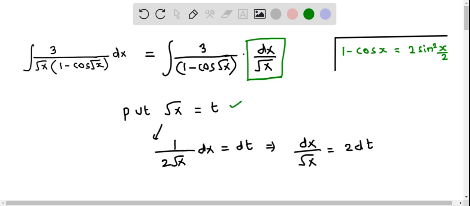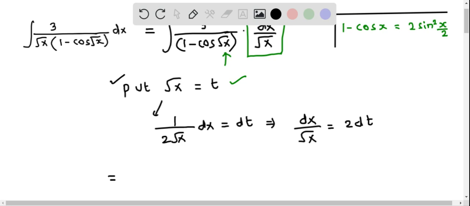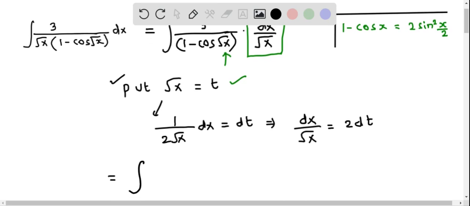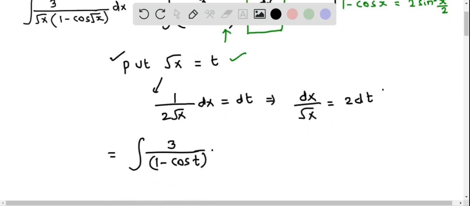and then since we are making this root x equal to t, we just have to replace this root x equals t. So let's rewrite the given integral after we made the substitution root x equal to t. The original integral is written as 3 divided by 1 minus cosine of root x. So 1 minus cosine of root x is replaced as 1 minus cosine of t, and then times dx over root x, which is replaced as 2 dt. So I put 2 dt here.